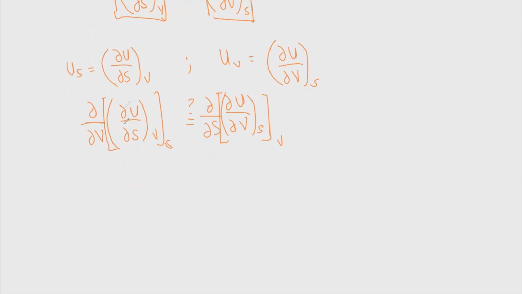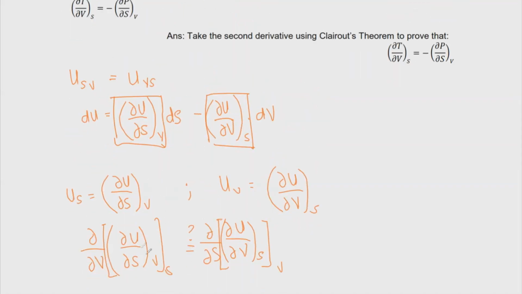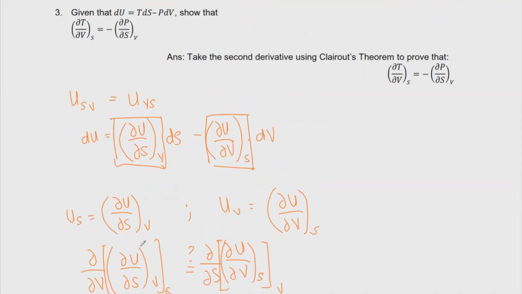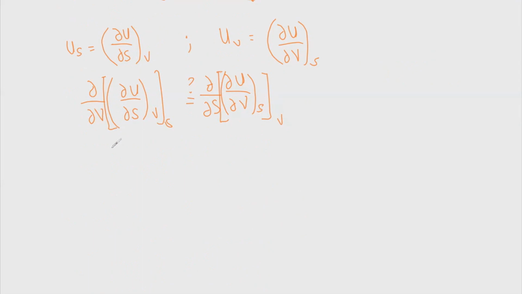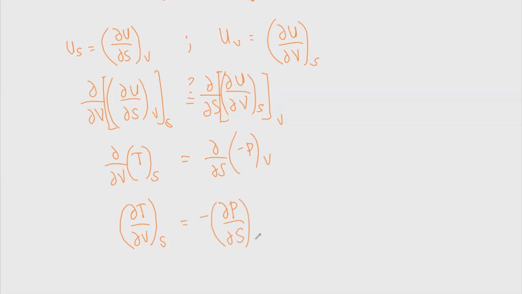So with this, I can now substitute this with a value from the original equation, which is, again, remember, this expression is actually equal to the temperature, and this one is actually the negative pressure. So with this, we have the partial derivative of the temperature at constant entropy, that would be equal to the partial derivative of the negative pressure at constant volume with respect to the entropy. So with this, I can rewrite this finally as the partial derivative of T with respect to V at constant entropy, that is equal to the negative of the partial derivative of the pressure with respect to entropy at constant volume.